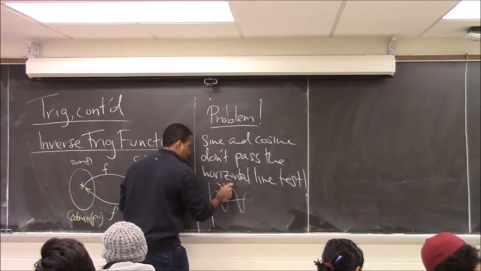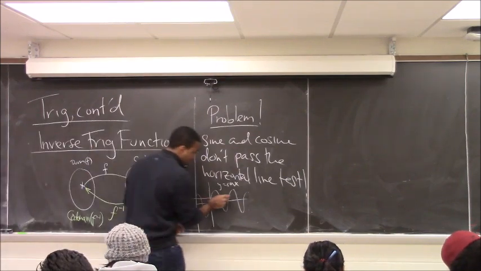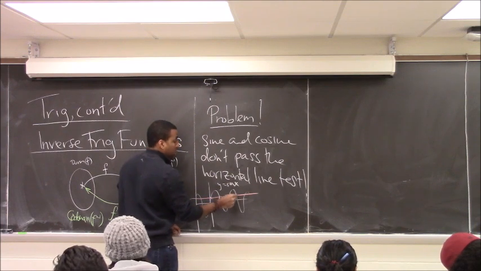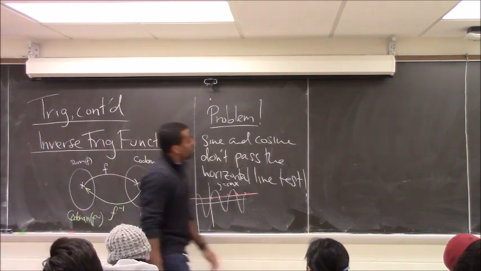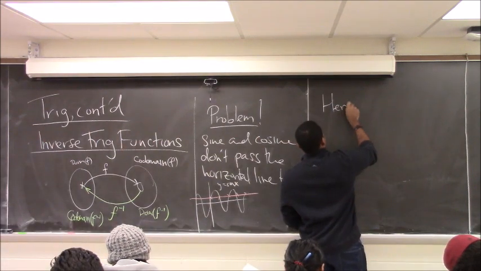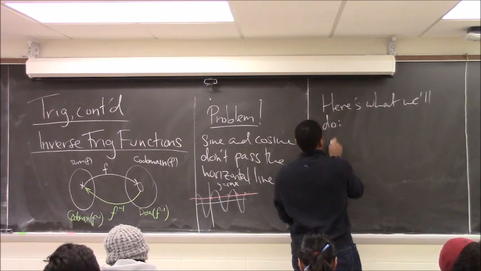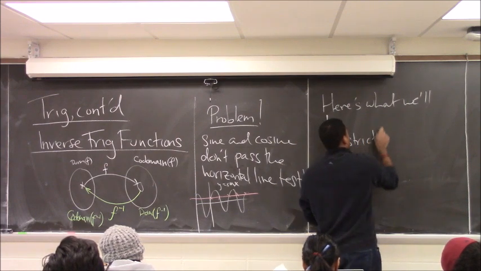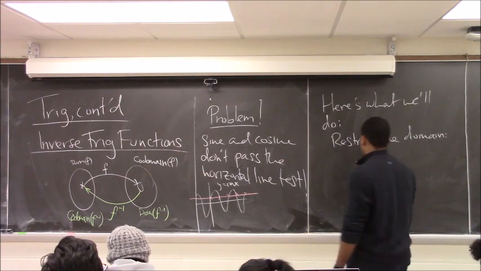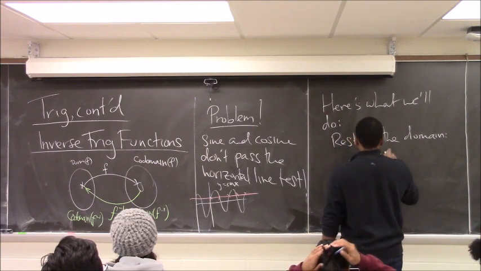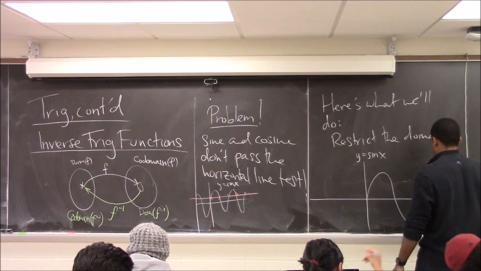This is y equals sine x. And a very similar thing will happen with cosine. You draw a horizontal line, not only will you touch it once or twice, but an infinite number of times. It fails the horizontal line test in a spectacular fashion. So here's what we do: restrict the domain. We're going to slice off a piece of the sine function that will pass the horizontal line test. So here was y equals sine of x, doing its thing.